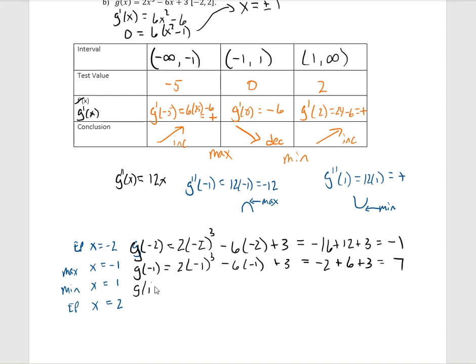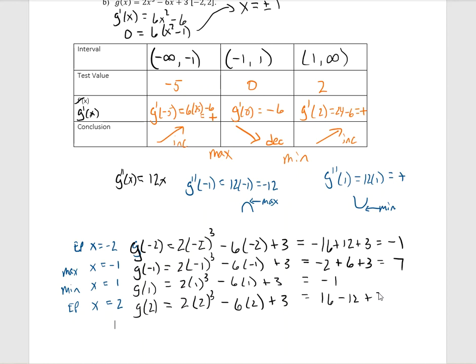We have g of +1. It's 2 times 1 cubed minus 6 times 1 plus 3. So that's 2 minus 6 is -4, plus 3 makes -1. This minimum is at the endpoint. They're at the same height. So we have two minimums on this particular interval. Now what do you think is going to happen here? Let's see. 2 cubed is 8. 8 times 2 is 16. 16 minus 12 plus 3, that's 4 plus 3 is 7.